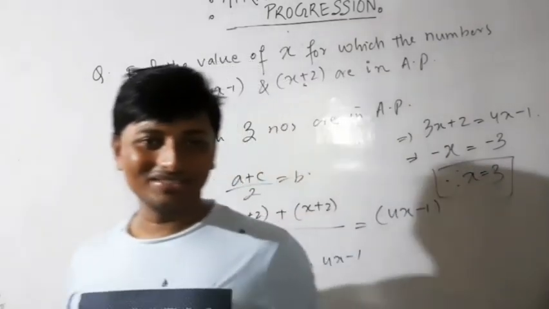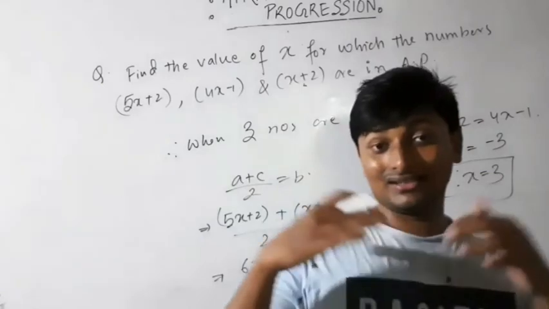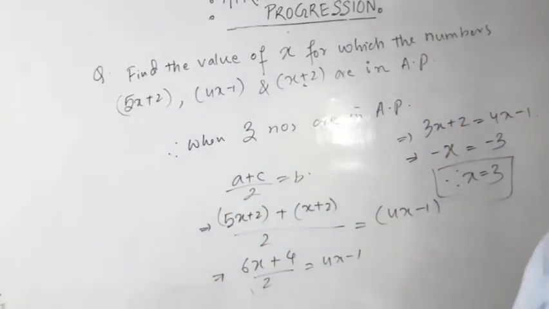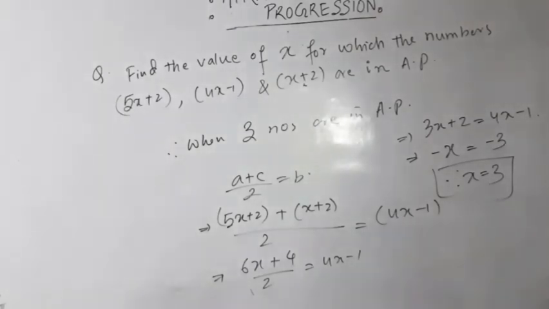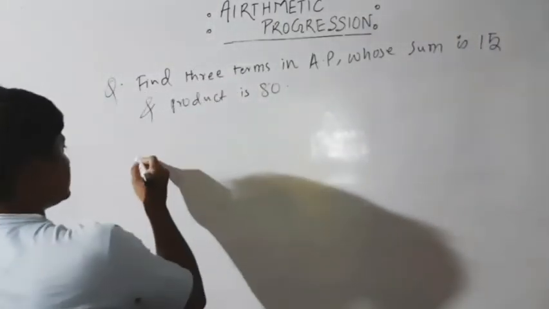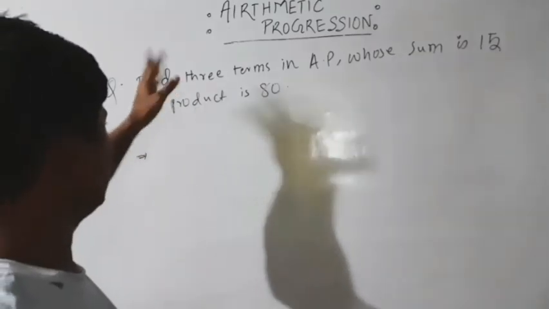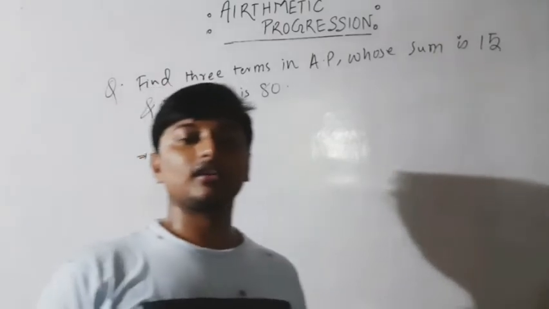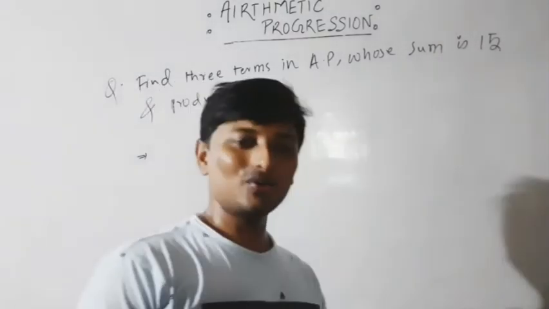Understood? Okay, so now let's not delay and let us begin with the final problem of this part. Okay, see here what is given. Find three numbers in AP whose sum is 15 and product is how much? 80. So how to do this particular part?